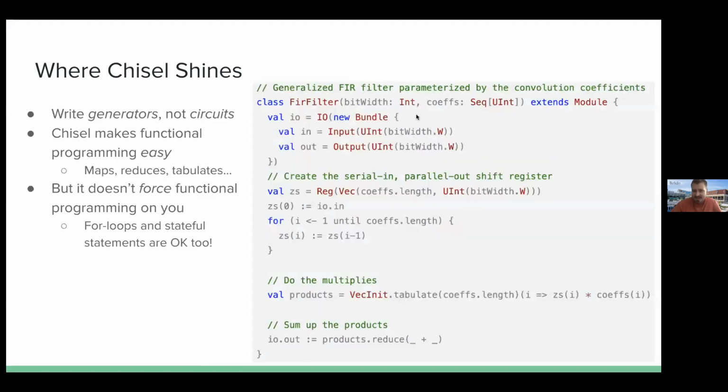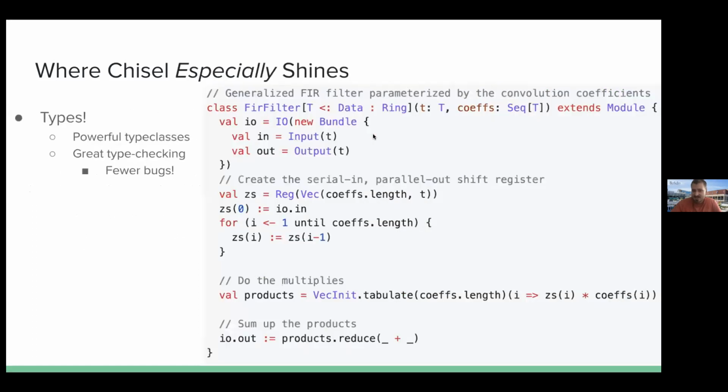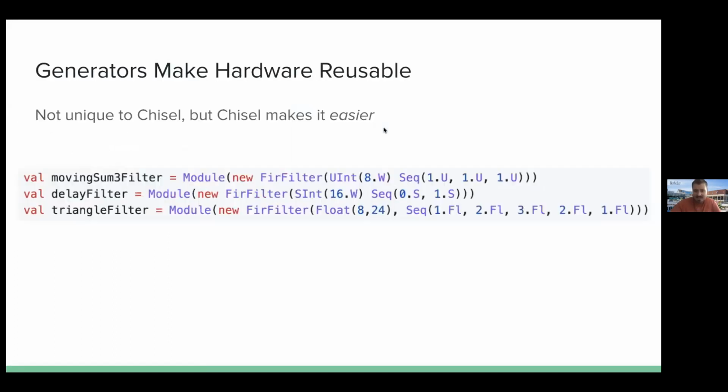So previously, in the last slide, I had only parameterized across the bit width, and I was only operating on unsigned integers. Here I'm saying this can be basically any numerical type which fits within this Ring data type class. So I could have designs that work on floating point, unsigned integers, signed integers, fixed point numbers, or whatever, any data type which conforms to this type class.